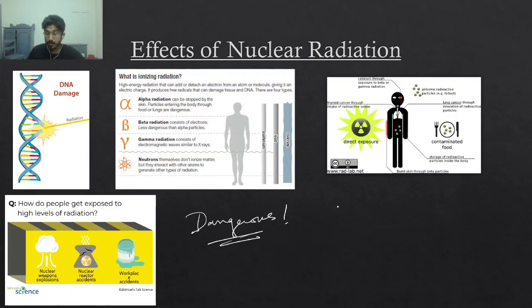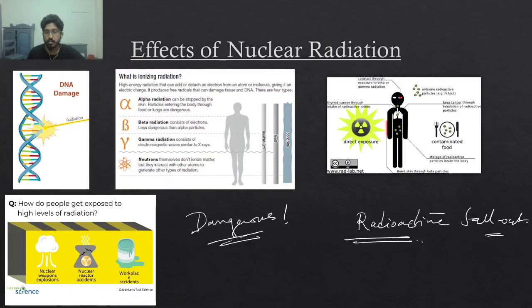This is one of the reasons why atom bombs are so destructive, because the place where the atom bomb is targeted is not only damaged, but after dropping the bomb there is also a thing called radioactive fallout, which is very dangerous. In fact, cataract from exposure to beta or gamma radiation can occur. Thyroid cancer through intake of radioactive iodine can occur. So this is very devastating.